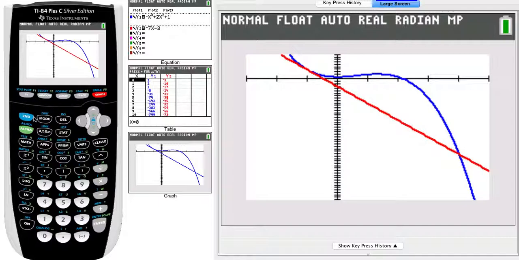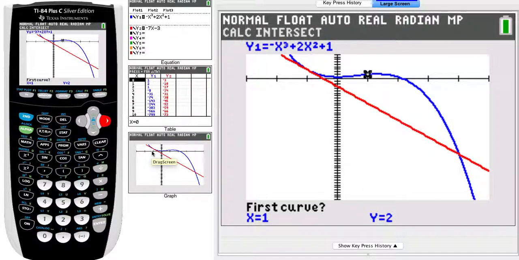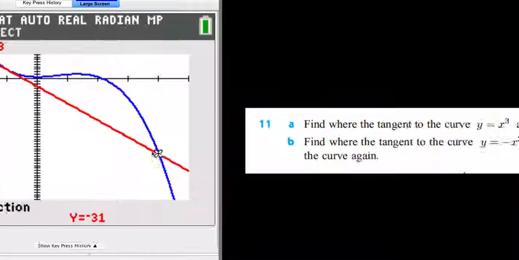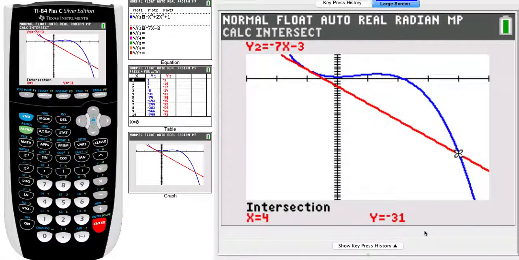To find the intersection points, I'm going to do the same process I've used previously, which is to hit second and then calc, and then the fifth one down, this intersect function, and I want the cursor by pressing the right to hover over roughly where those two curves intersect. So here looks about right, and I select my first curve, I select my second curve, I ask the calculator to guess, and it produces my answer of (4, -31). So to go back to this problem, find where the tangent to the curve intersects with the curve again, in that 11b, your answer would be the coordinate pair (4, -31).